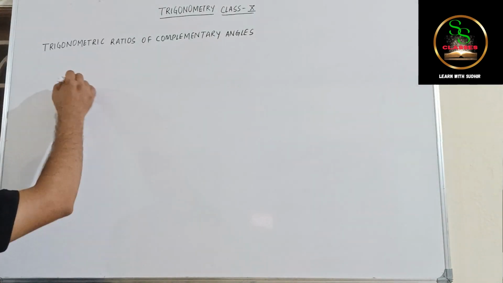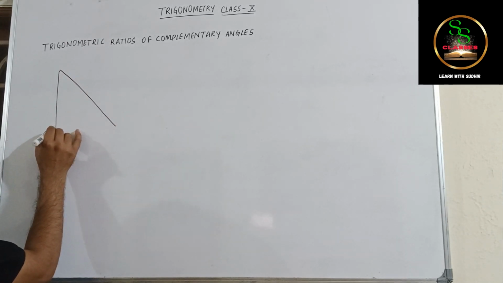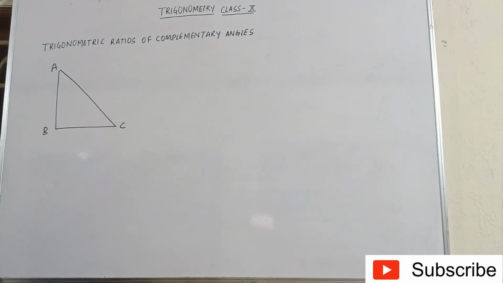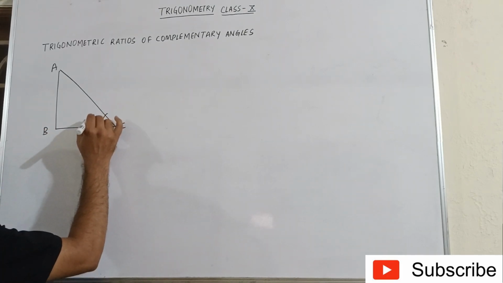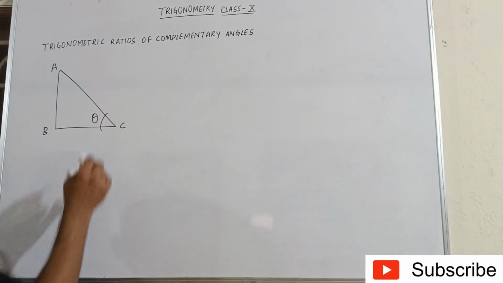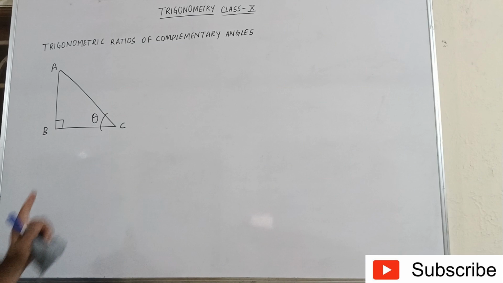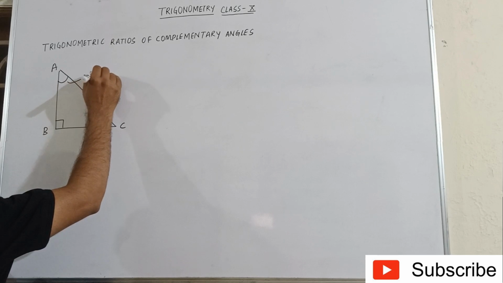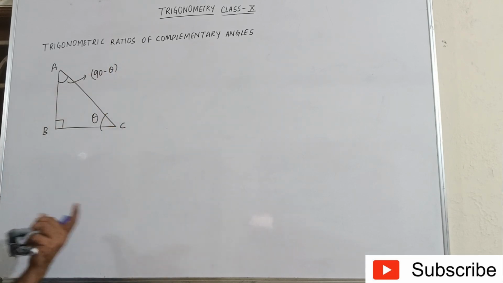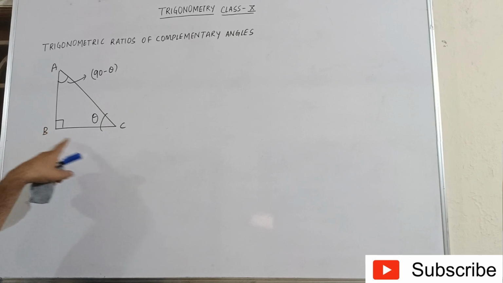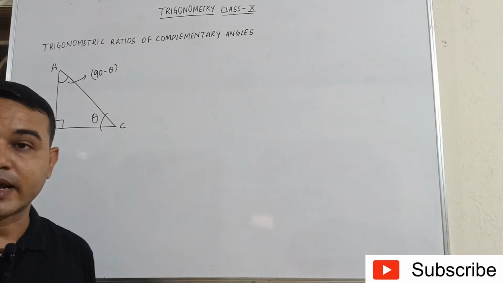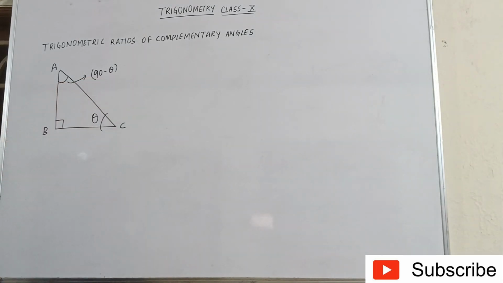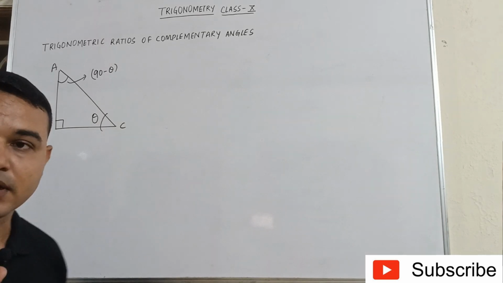So let's see here there is one right angle triangle ABC, right angled at B, and the angle C is theta. As you all know, if C is theta, and this is the right angle triangle right angled at B, then angle A will become 90 minus theta. Why? Because the sum of the angles of a triangle is 180 degrees. So here theta plus 90 minus theta plus 90 will become 180. I hope it is clear to all.